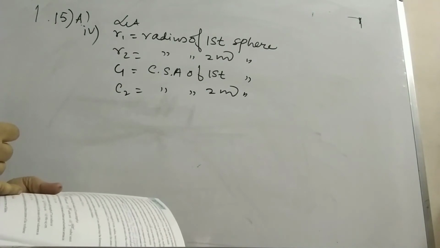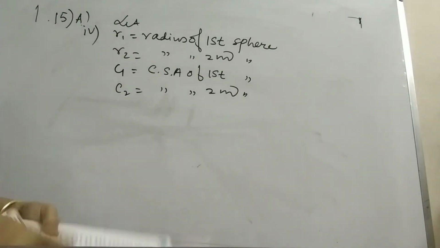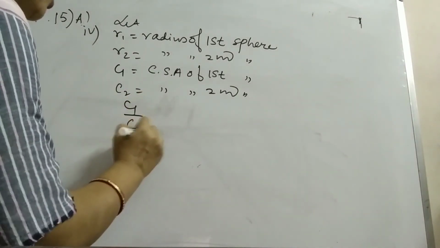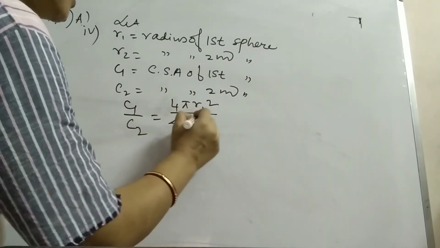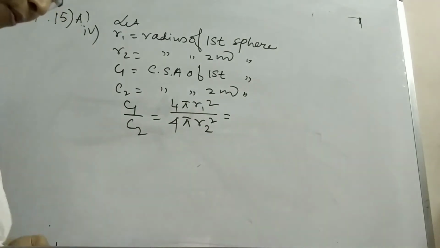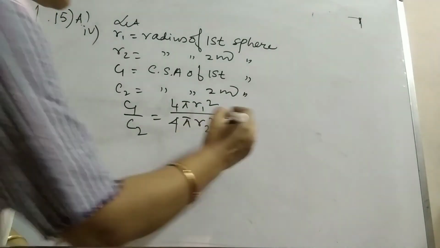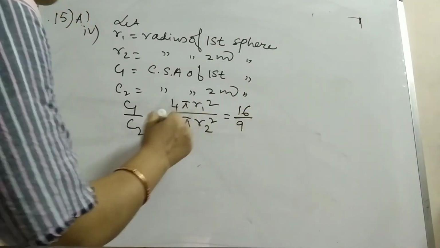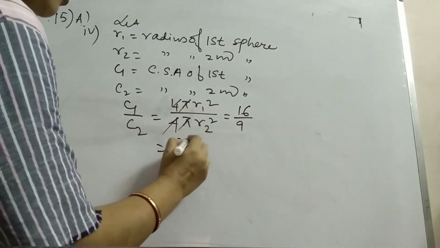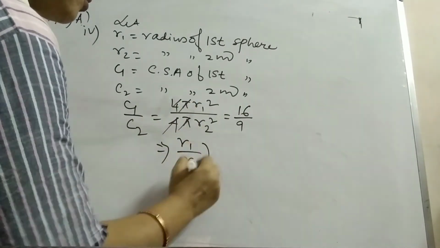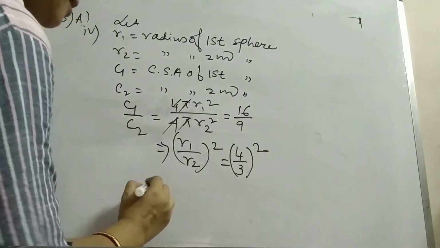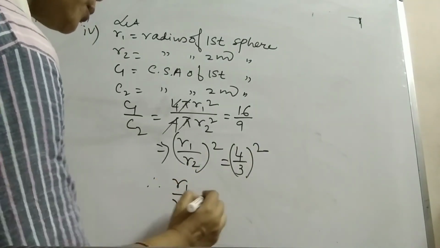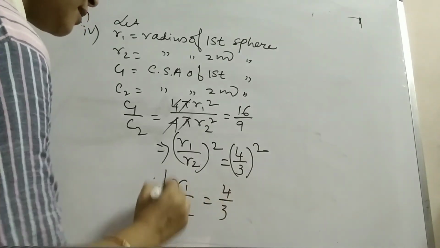Here C1 by C2 equal to 4 pi R1 square by 4 pi R2 square equal to 16 by 9. It is given. 4 pi cancels out. R1 by R2 whole square equal to 4 by 3 whole square. That is, R1 by R2 equal to 4 by 3.